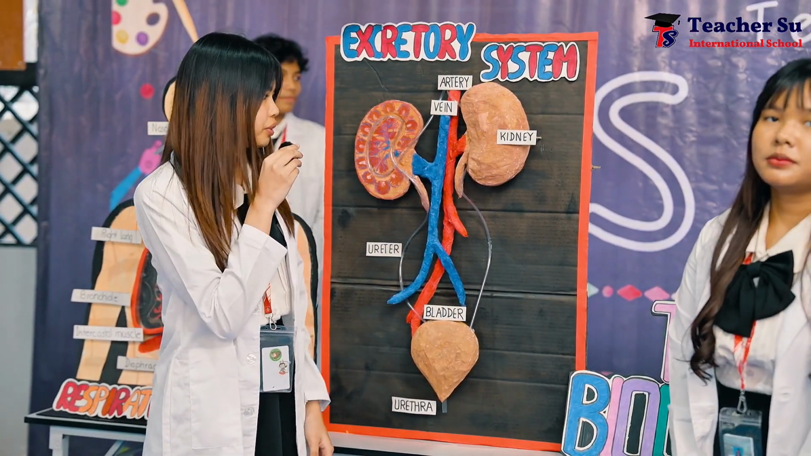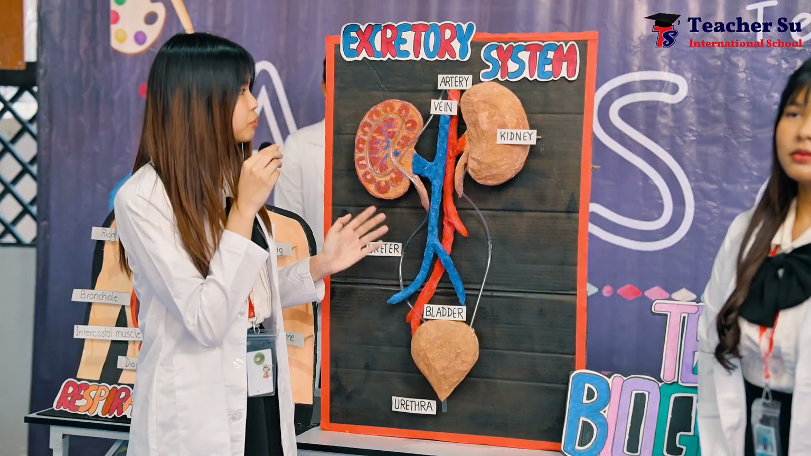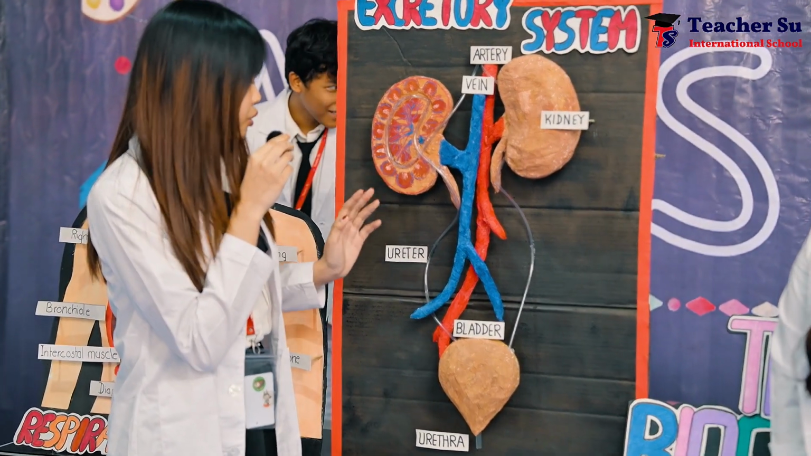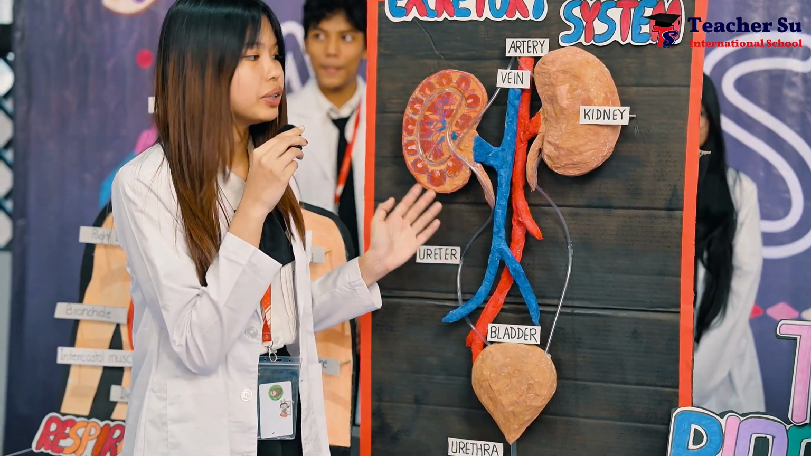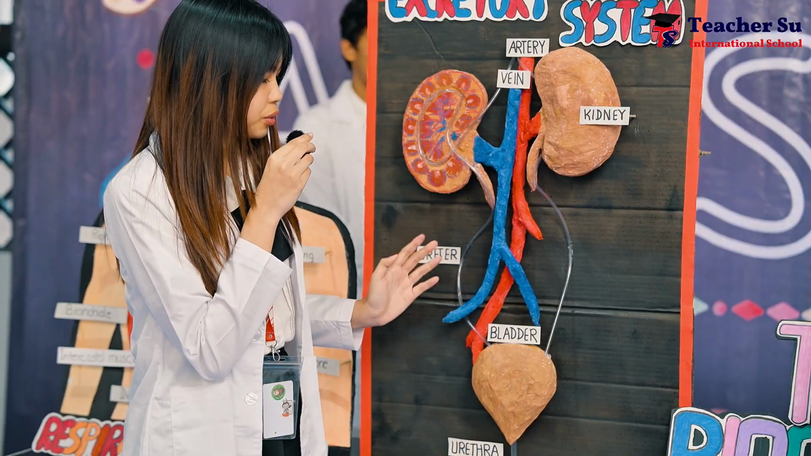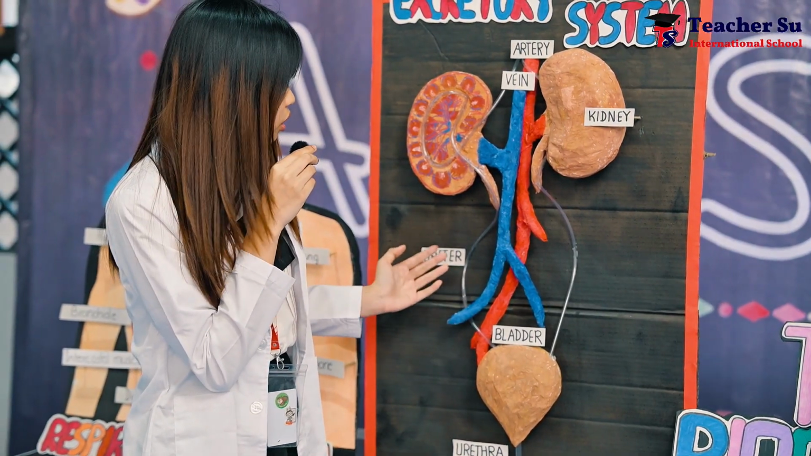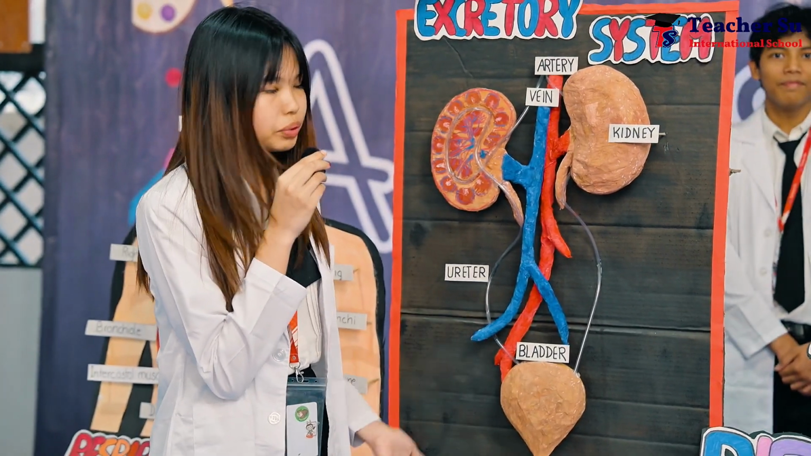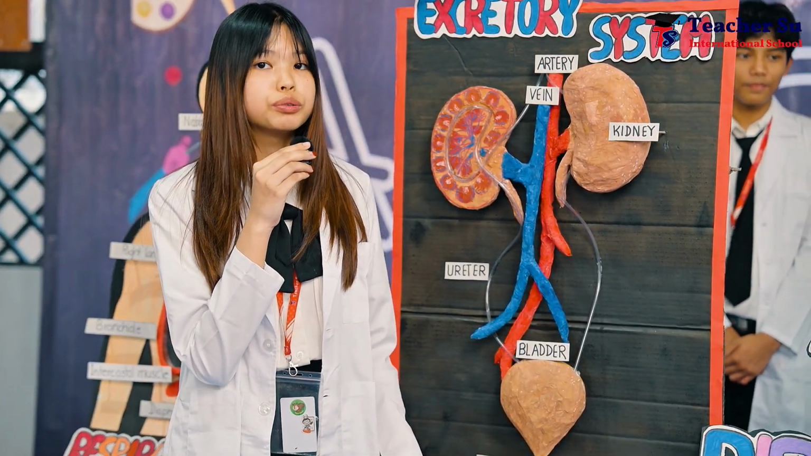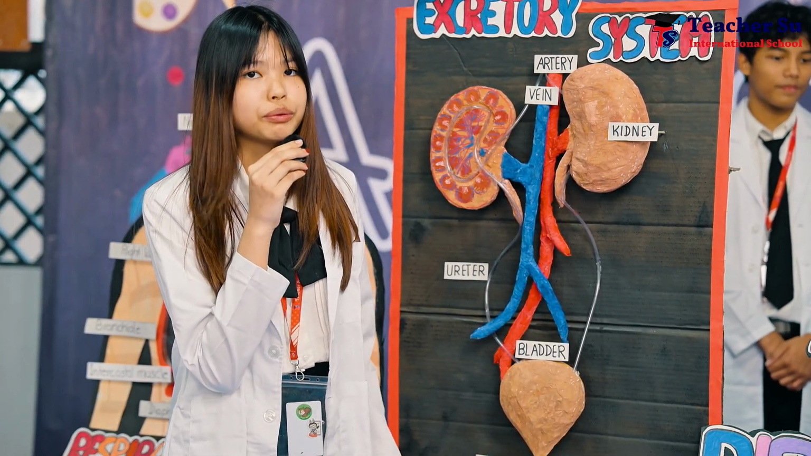After the waste is filtered out, it becomes urine. The urine travels from the kidney through the ureters, which are the tubes connected to each kidney, and then it is stored in the urinary bladder. When the bladder is full, the urine leaves the body through the urethra. So it is very important to maintain the excretory system very well.